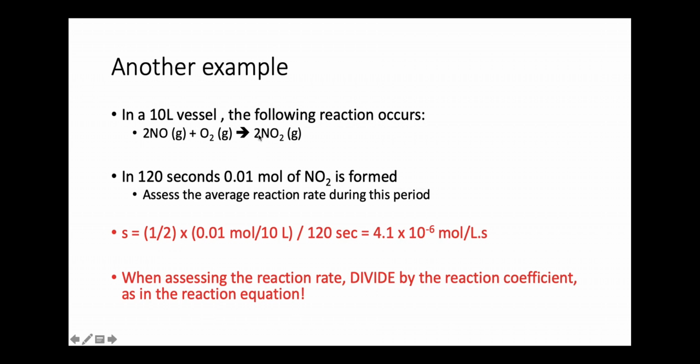Why is that? Because there is a 2. So we said we're going to divide by the reaction coefficient from my balanced equation. Why is that? If I have information from O2, I could have a different reaction rate. And when I have a reaction, my reaction rate is the same for all my different particles in my reaction. So the disappearance of O2 is the same as the production of NO2, the same reaction rate. So that's why we divide by the reaction coefficient.